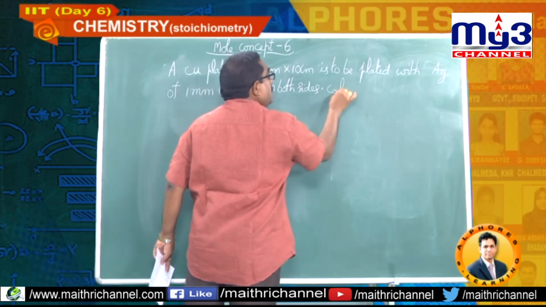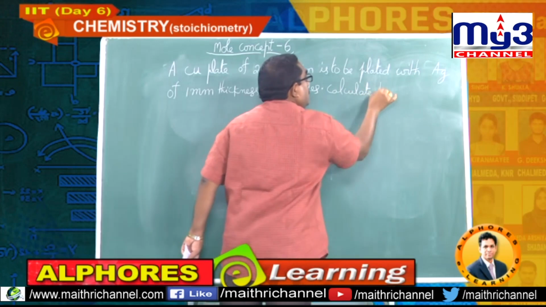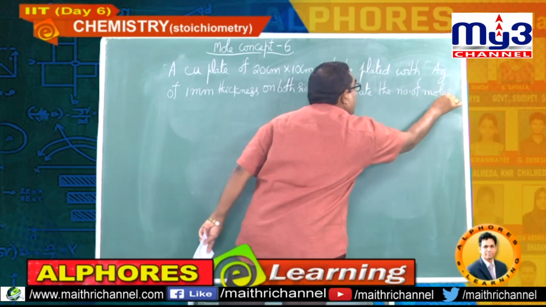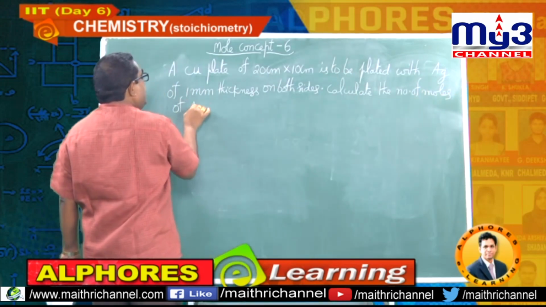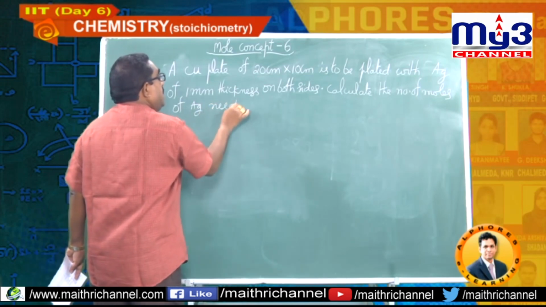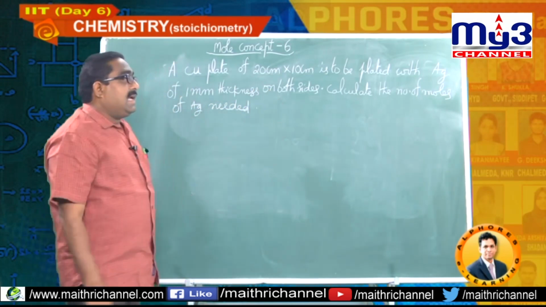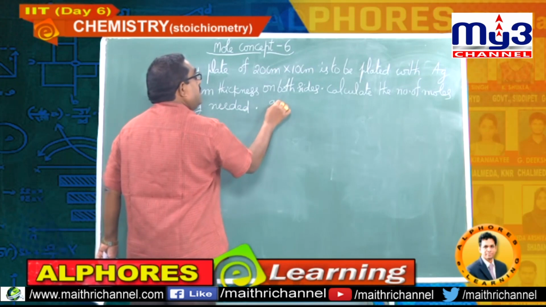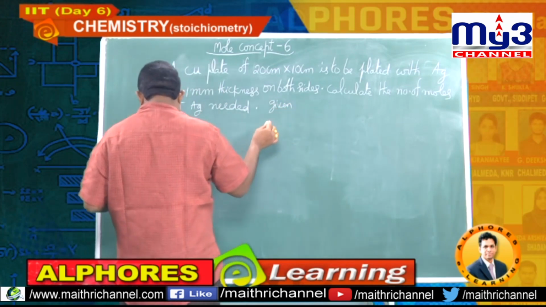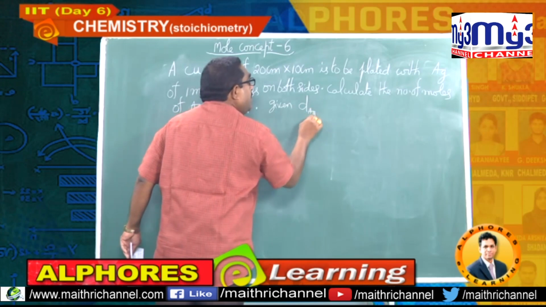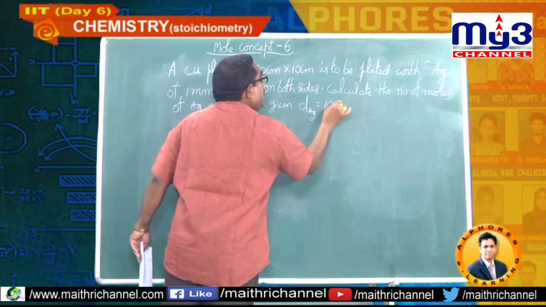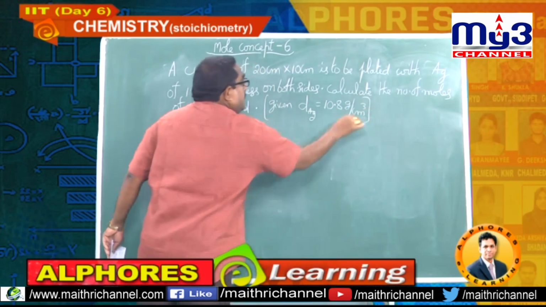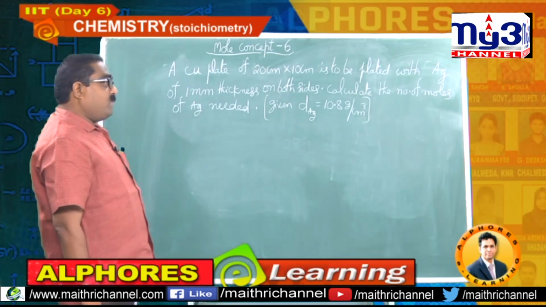Calculate the number of moles of silver needed. Calculate the number of moles of silver needed, given density of silver is equal to 10.8 gram per centimeter cube. So this is the question given to us.